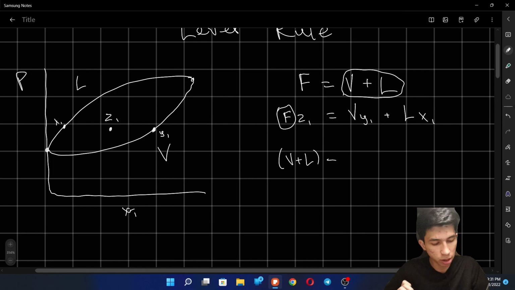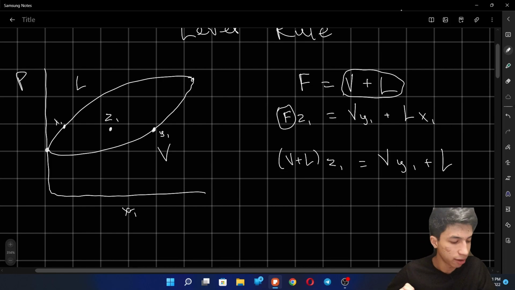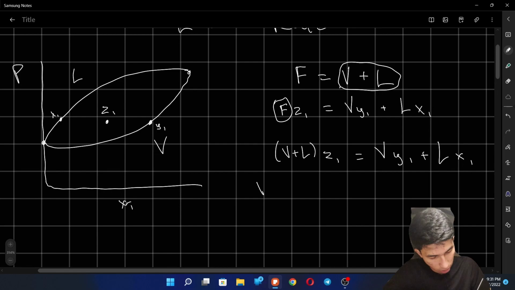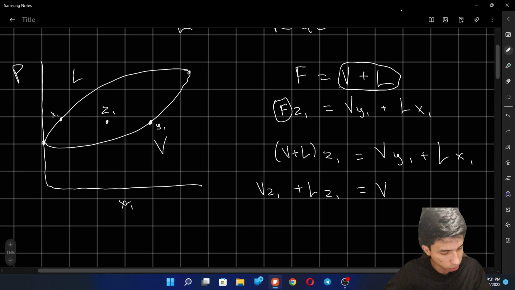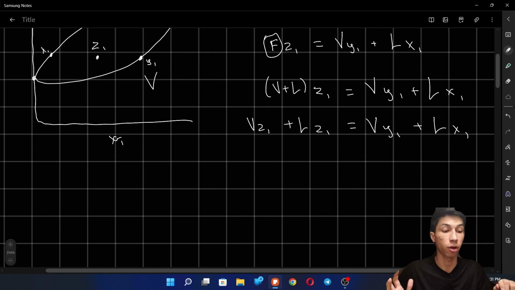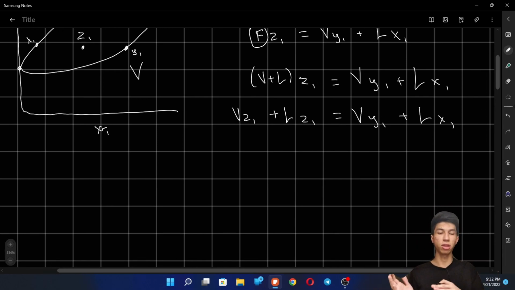And now we can change our feed with V plus L and see what happens. So we can manipulate this equation and see if there is any relationship between the amount of compound in the vapor phase and liquid phase. So if I open the brackets, it's going to be VZ1 plus LZ1 equals VY1 plus LX1. And I can get everything that's connected with the amount of compound in vapor phase to one side, and everything that is connected to the amount of compound in liquid phase to one side of our equation.